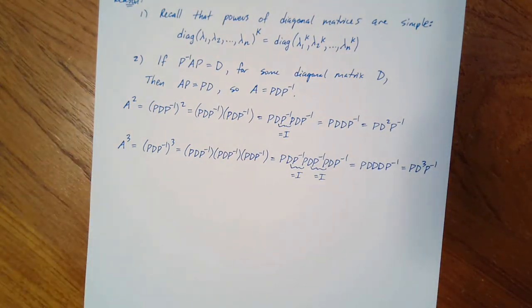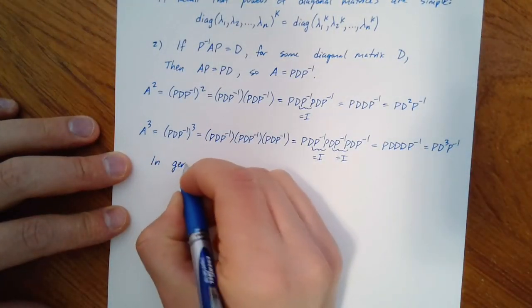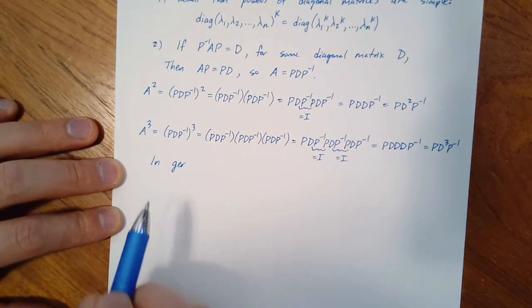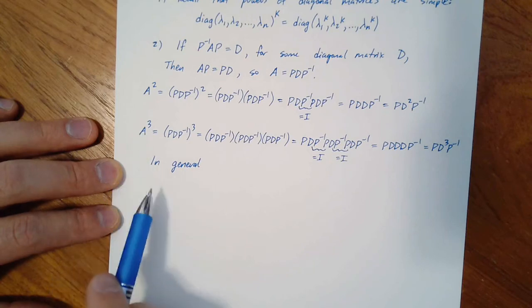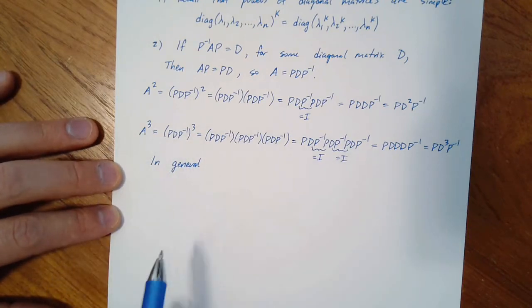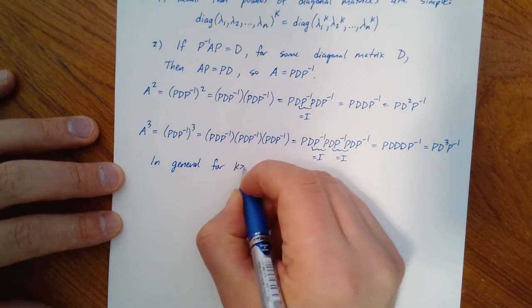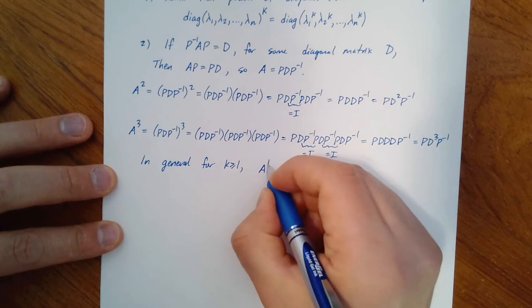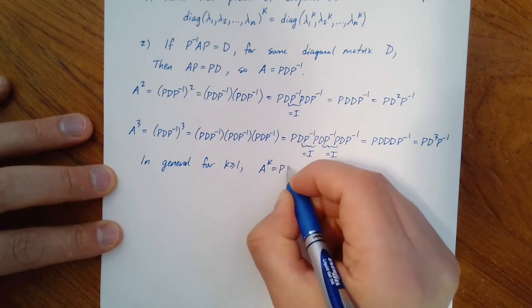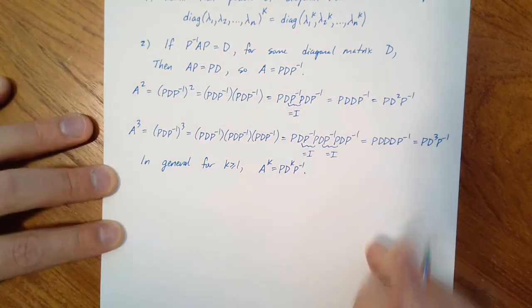And you could start to actually see the pattern here. In general, this is what's going to happen, and you can check this for higher values of the exponents. If you're not immediately convinced that this generalizes, maybe try it for A to the 4 or A to the 5. Copy this strategy and you'll see why this works. But in general, for a positive counting number k, we have the following. A to the k is just P D to the k times P inverse.